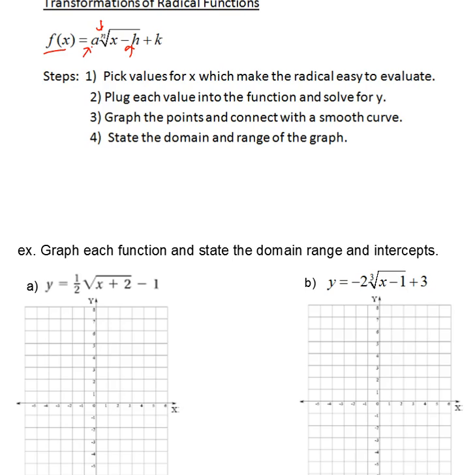It might also reflect it over the x-axis. And lastly, won't k shift the graph up or down?